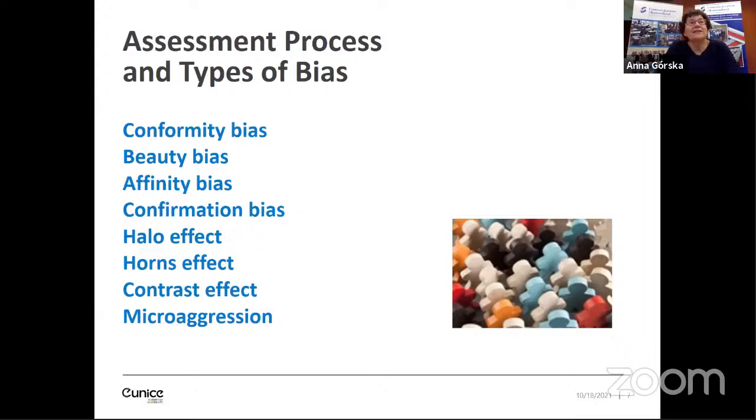Contrast effect, as the name suggests, can be observed when we simply compare people. You can imagine that if you compare somebody who is really outstanding with an average person, the average person simply seems to be even weaker.